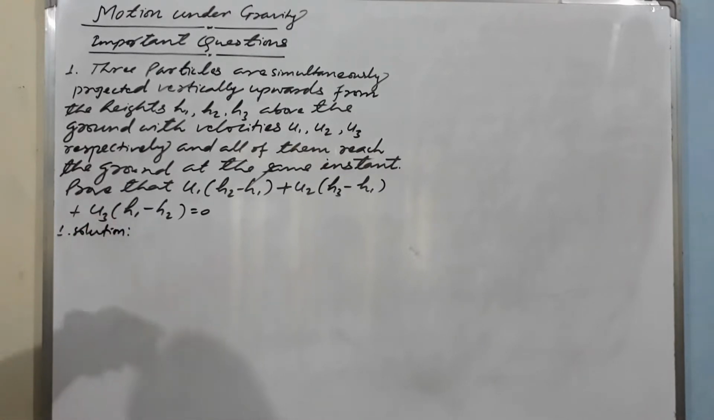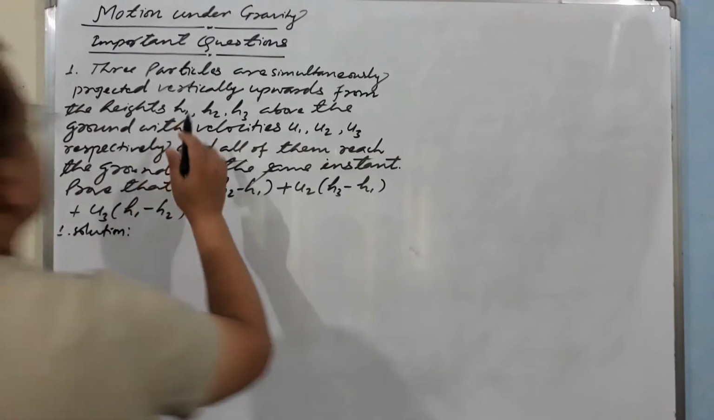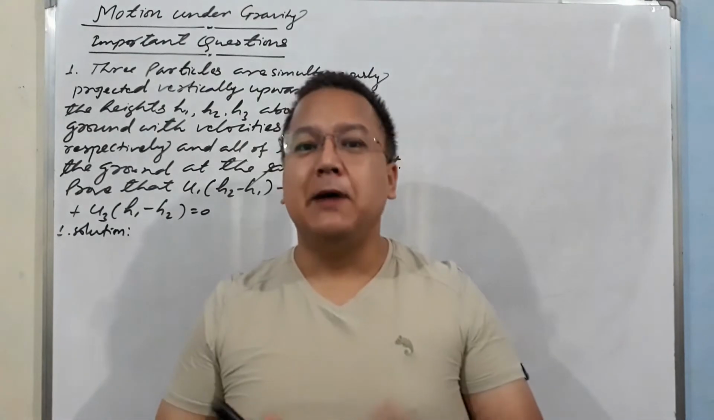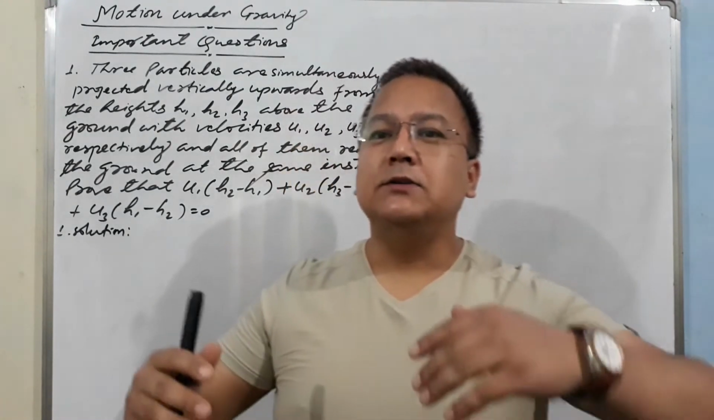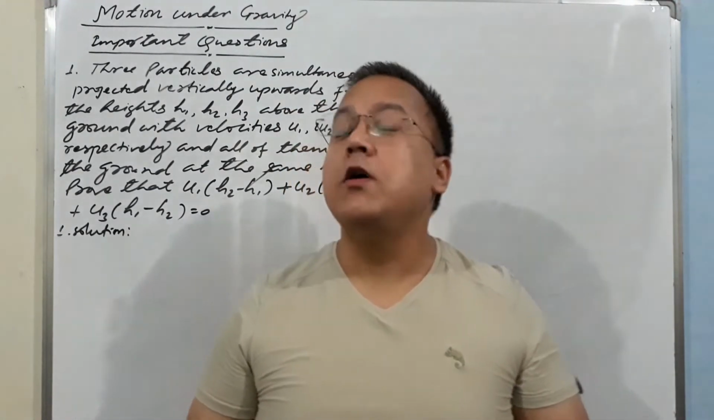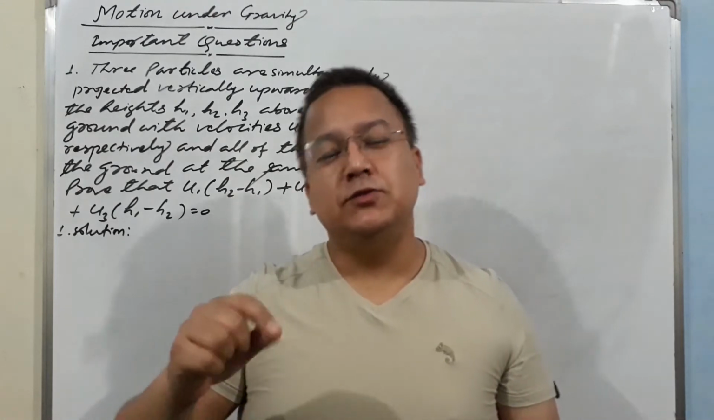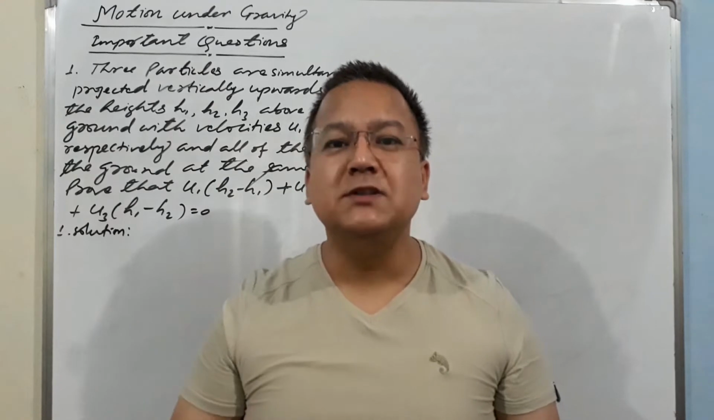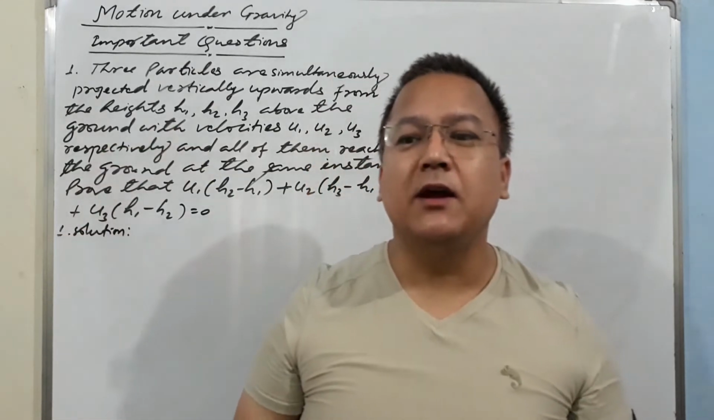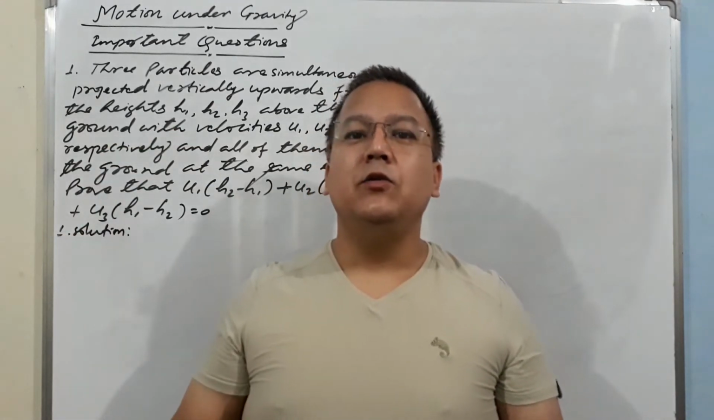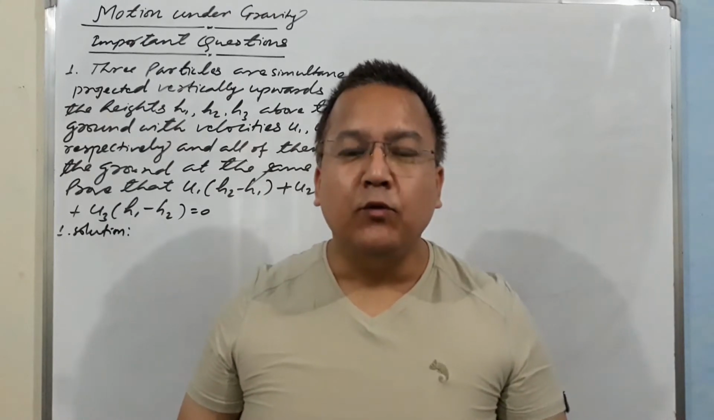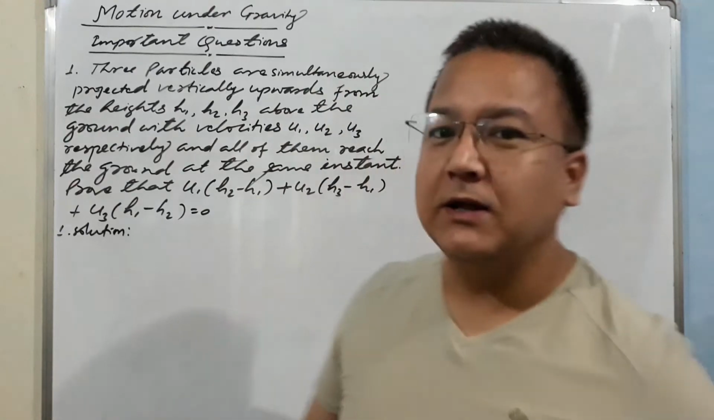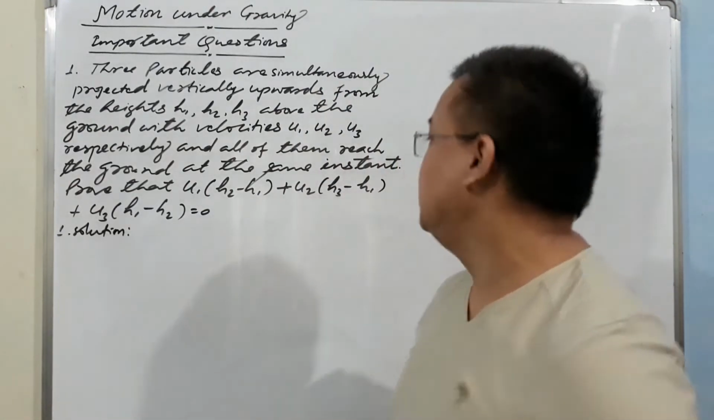Solution. Three particles. Let's read the question. And one more thing, listen to me, everybody, in mathematics or in physics, any type of numerical you are going to solve, firstly you should read the question very carefully. If you don't understand once, then read twice, thrice, until you are clear. Once you are clear, then you can do it very easily. Then nobody can stop you from cracking this question.